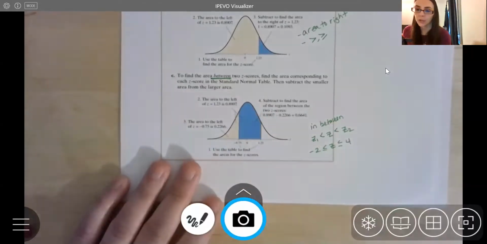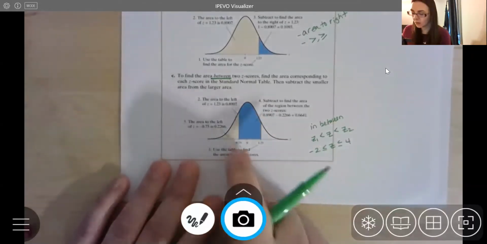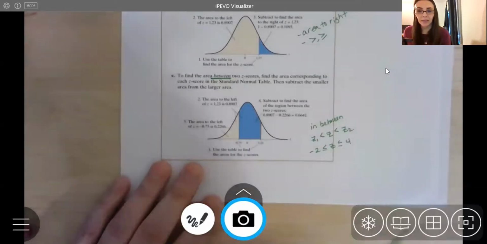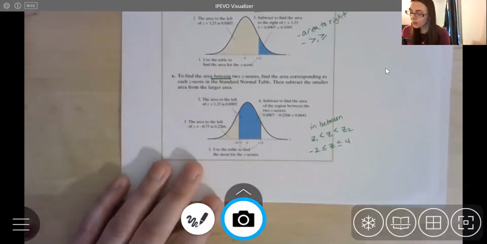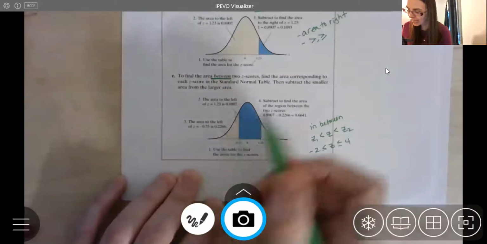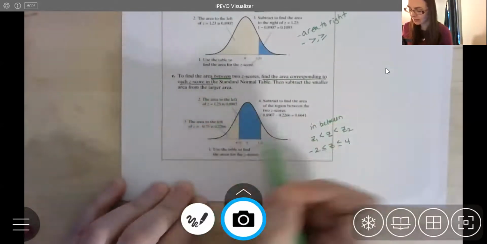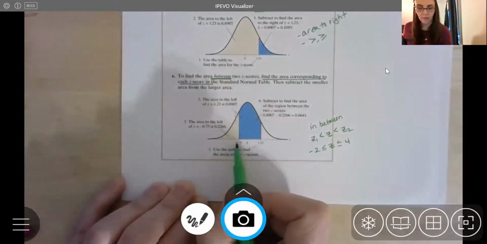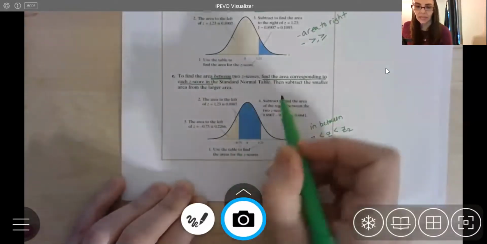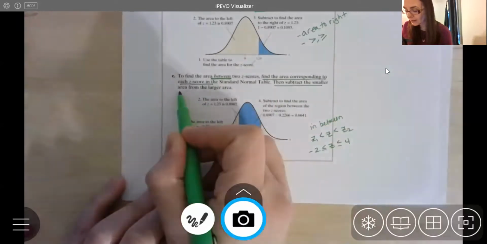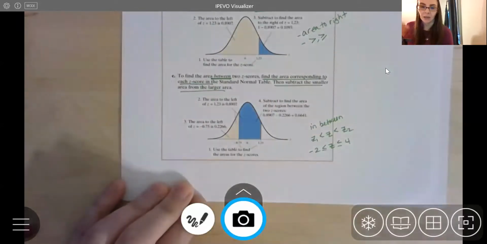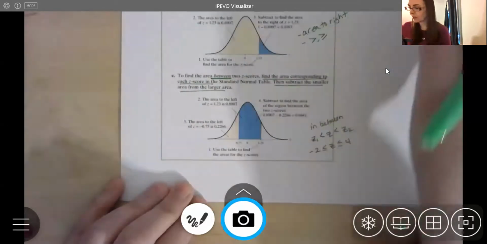With technology, this is pretty straightforward. It's the same process. We just give our lower and our upper bound to the calculator, and it computes it for us. With the table, it's a little bit weird. What you have to do with the table is find the area for each z-score in the table. You find the area for this one and the area for this one, and then you subtract the two areas, and that's how you get the area in between. Okay, and again, I'm going to show you an example of each type.